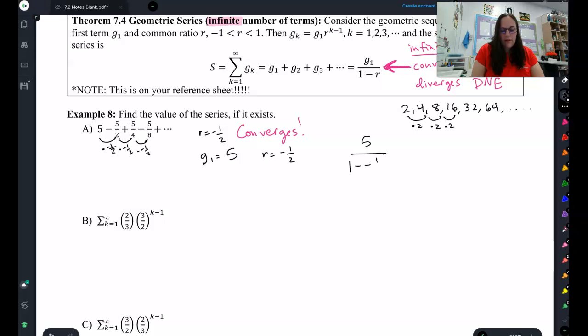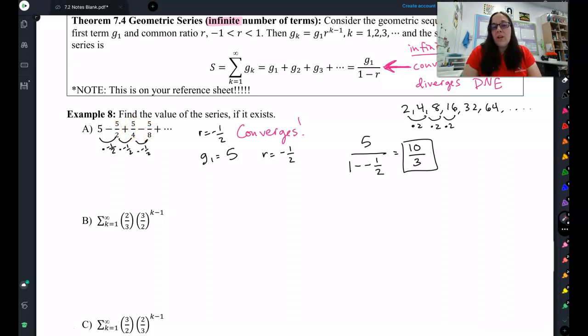5 over 1 minus -1/2. Simplify all that, gives me 10/3. So if I added these numbers together, because the numbers are getting smaller and smaller each time, eventually they're going to become so small that adding them is inconsequential. It doesn't really change our answer. So adding all those together is going to get closer and closer to 10/3 the more numbers we add together.